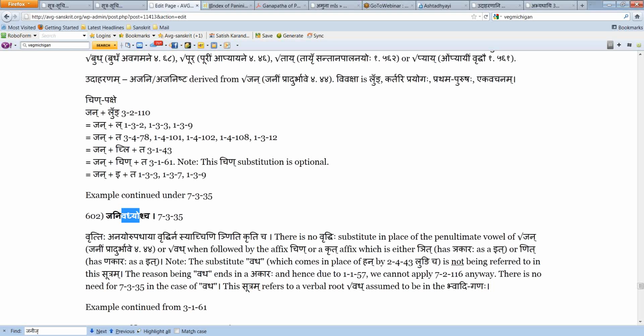One more time, because that one doesn't require this sutram, that one ends in akaraha. So even after doing the ato lopaha, because of achaf prasin pura vidhau, we cannot apply 7.2.116 anyway. But Panini is still saying jani vadhyoscha. That means there must be another vada ending in dhakaraha, which even though not in the dhatu pathaha, we have to then assume to be in the bhadiganaha. But right now it's straightforward.